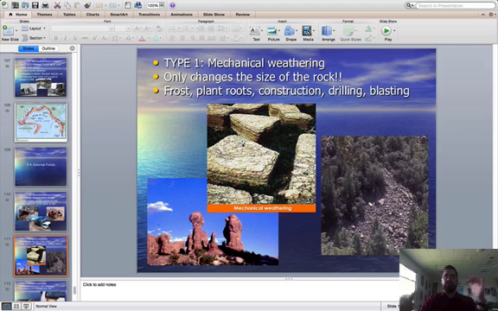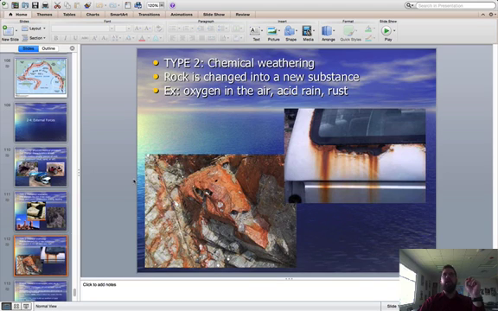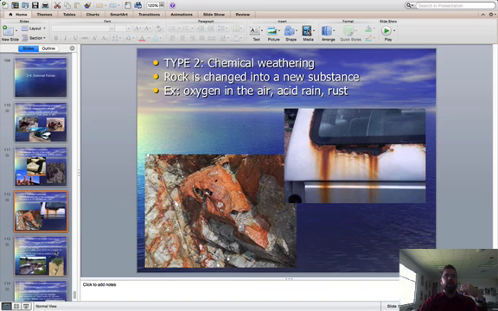Of course, frost gets into the pores of rocks, and when it freezes, it expands and causes the rocks to break over time. And then chemical weathering is going to be things like rust, like oxidation when it gets on your car. Over time when your paint chips off, it begins to rust because of the oxygen in the air.